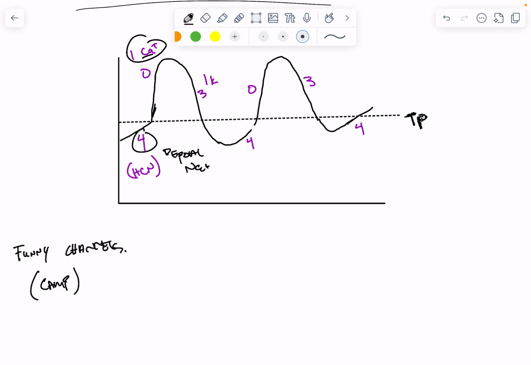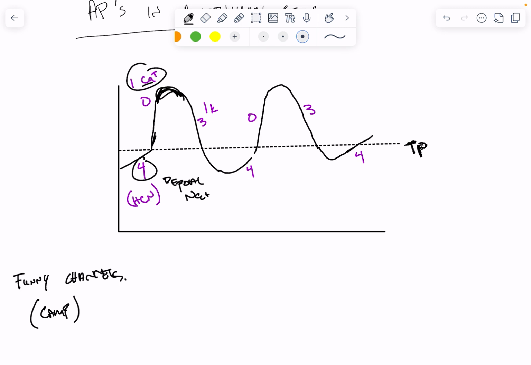Phase 0, phase 4, phase 3, phase 0. So a rapid influx of calcium is going to cause that phase 0 change. And then we have our T-type calcium channels, which are normally present in the adult myocardium. Both of these T-type and L-type calcium channels close more slowly than sodium channels, which is why you see this more rounded, wide tip.